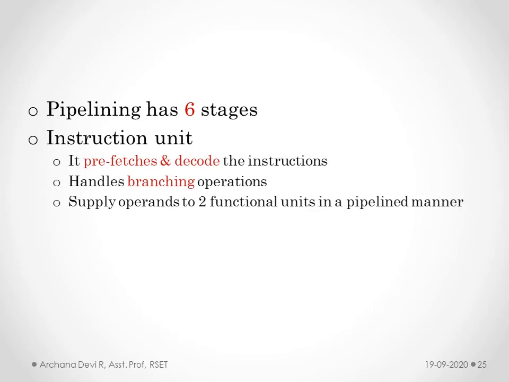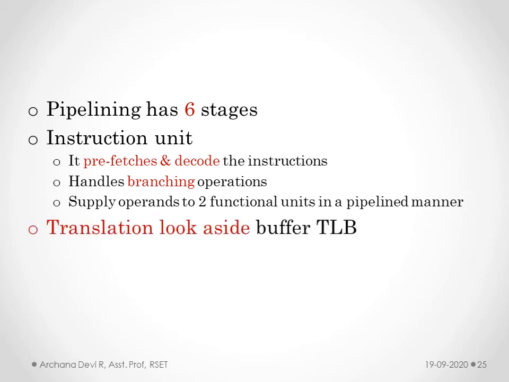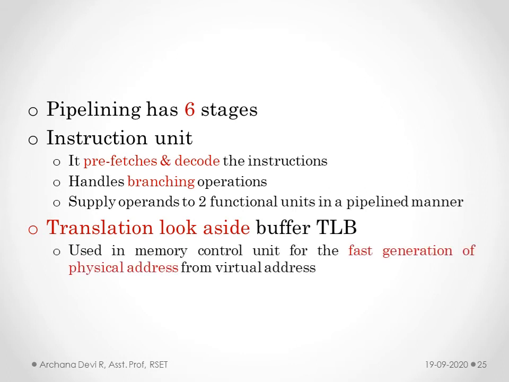Then there is another unit, the instruction unit. This instruction unit prefetches and decodes instructions. It handles branching operations, and it also supplies operands to the two functional units inside the processor, the execution unit and the floating point unit, in a pipelined manner. Then we have a translation lookaside buffer, TLB. It is used in memory control for the fast generation of physical address from virtual address.